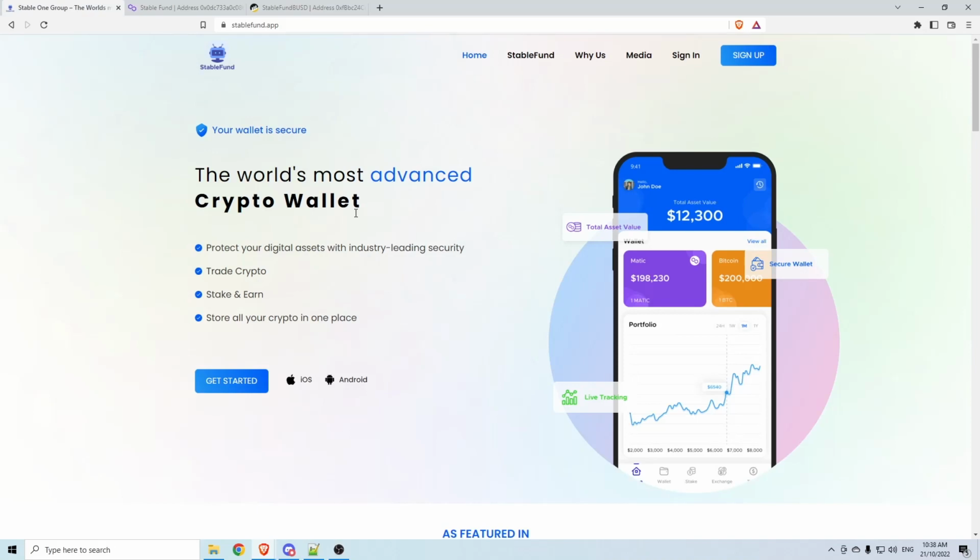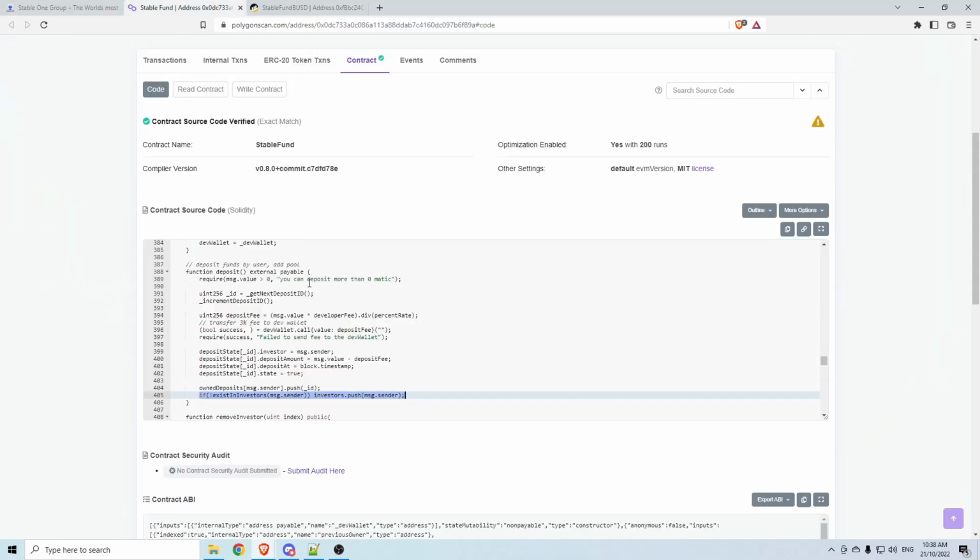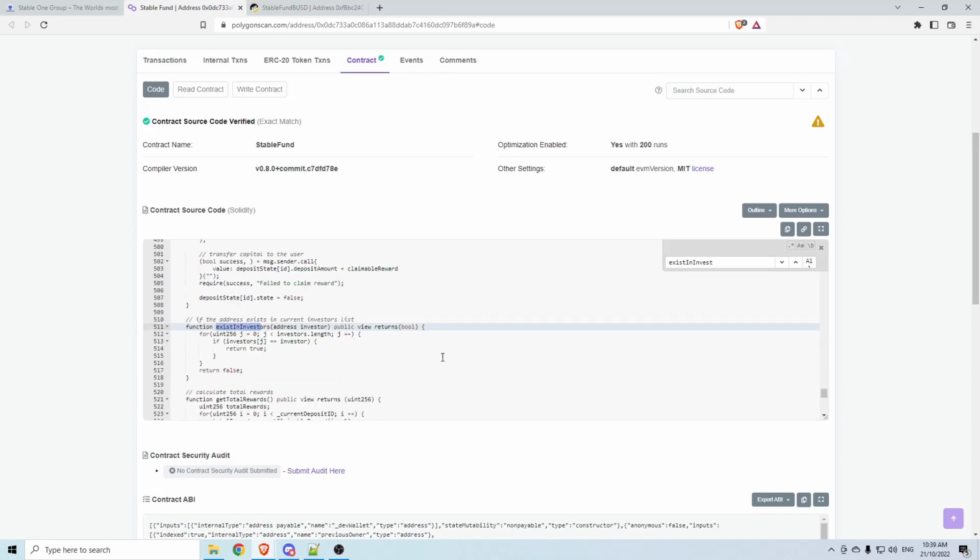Interestingly, however, it isn't present in the BNB and BUSD contracts. If we jump over to the MATIC contract, the issue is this line right here. This if not exist in investors call. So if we actually take a look at this function, we will see that it is actually looping over an array that's the length of the total unique investors in the contract.